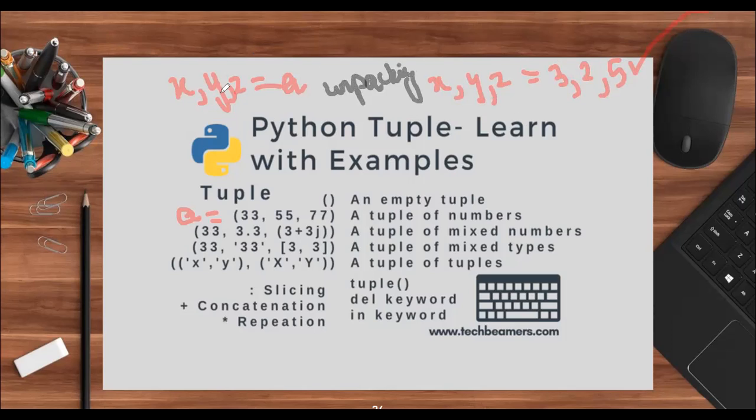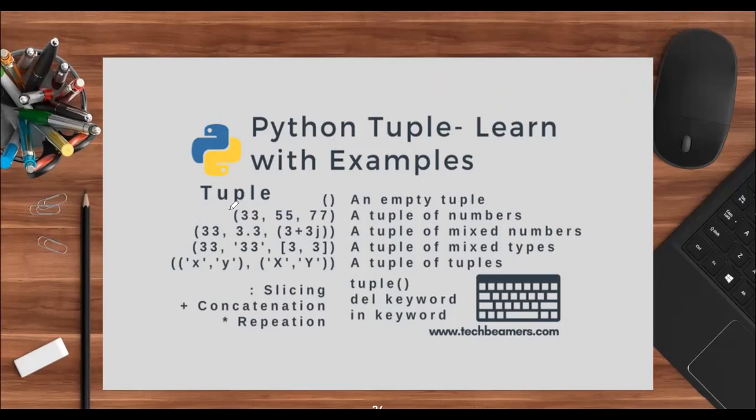So I can say x comma y comma z equals a, and my 33 will go to x, my 55 will go to y, 77 will go to z. But again, there is one rule. The number of elements in the tuple should be equal to the number of variables I'm trying to unpack it with. So this is called unpacking.